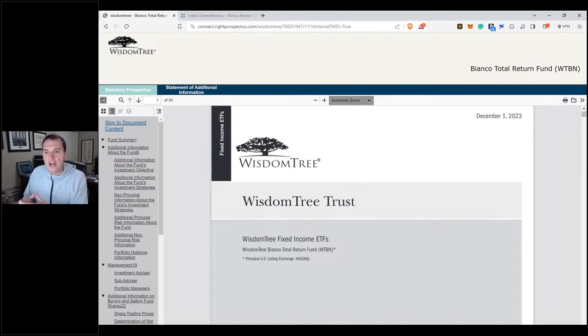And there is an ETF, WTBN, Wisdom Tree. There it is in the upper left corner, Wisdom Tree Bianco. It is going to track our index. It is a NASDAQ listed ETF, and so it's just like any other ETF.